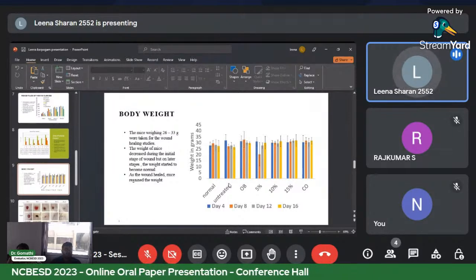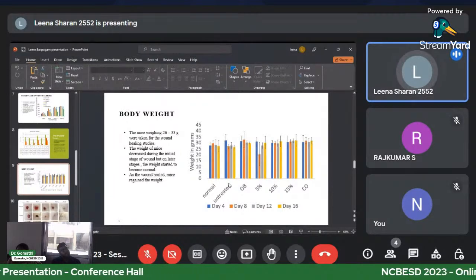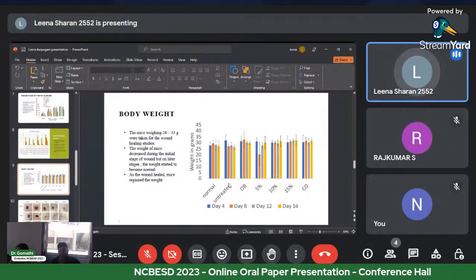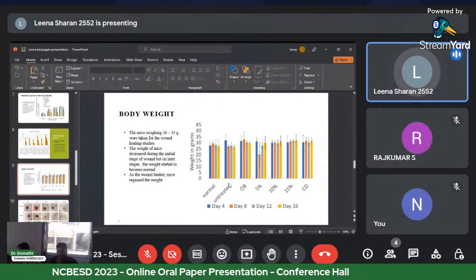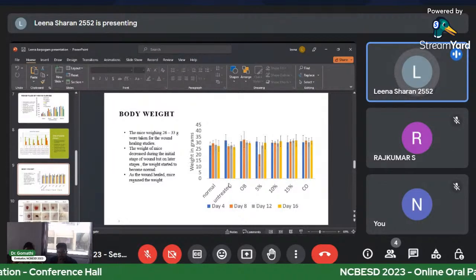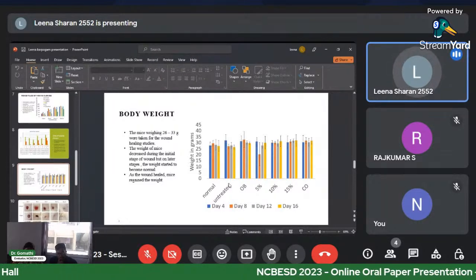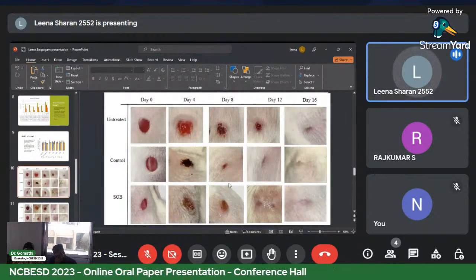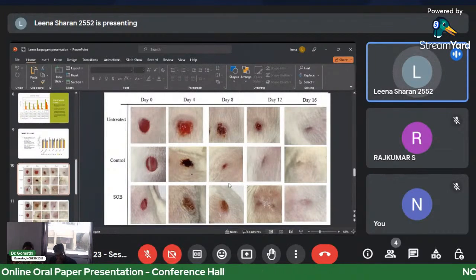But when the wound was induced, the weight of the mice started reducing. But the mice which had treatment, had ointment, there was not much difference in weight, and they maintained the same weight till the end of the treatment. Less weight was observed only in the untreated and ointment base groups.